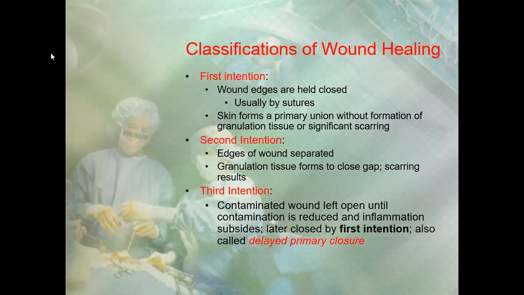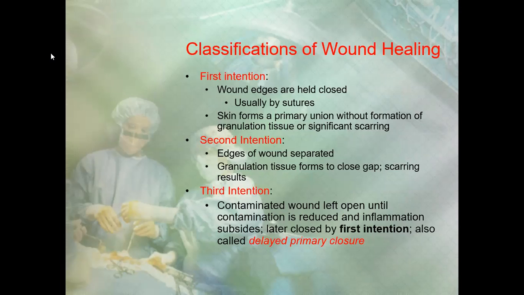We have a couple of different classifications of tissue healing. First, second, and third intention. First intention is where you cut yourself. I put in some stitches. I put in some staples. I put on a butterfly bandage. I have something artificial holding the wound together. That's first intention.